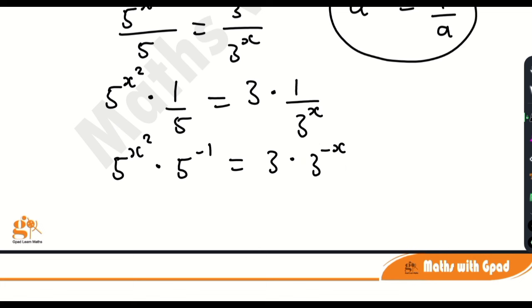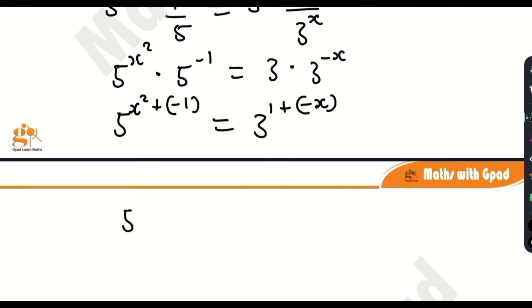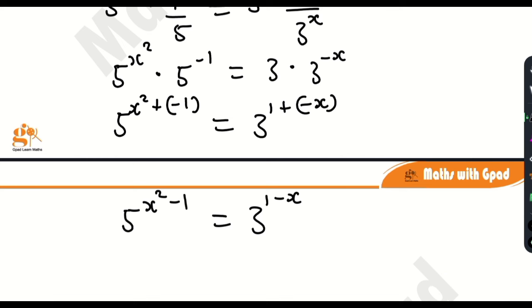Okay. Now, from the product rule in indices, since they have a common base, I am going to add the exponents. The same thing on the right hand side. So I'm going to have 5 raised to the power x squared plus negative 1. And here, you remember this 3 has an exponent of 1, even though it's not written. 3 raised to the power 1 plus what? Negative x. So let's simplify that. I'm going to have 5 raised to the power of what? x squared minus 1 is equal to 3 raised to the power what? 1 minus x. Notice, plus minus is what? Minus. Now what am I going to do next?